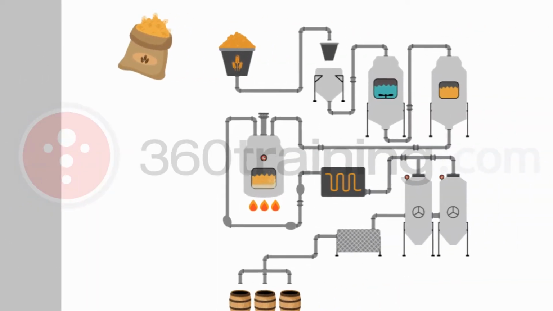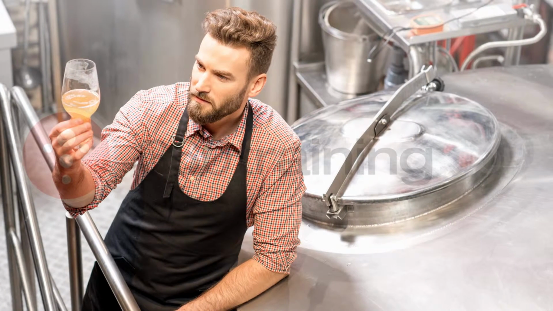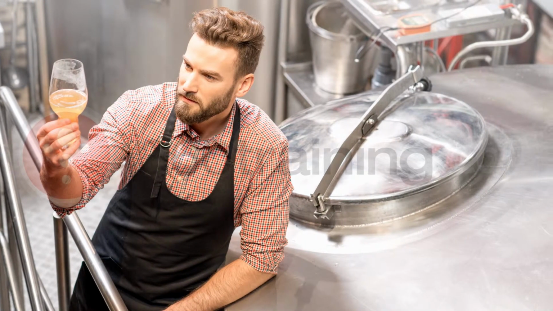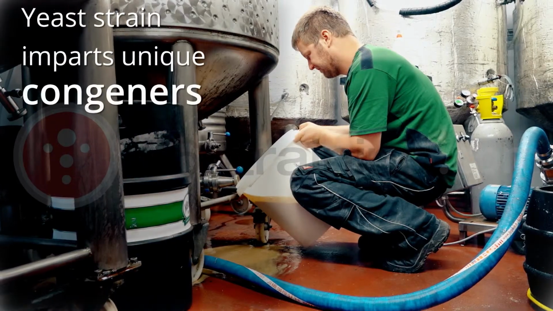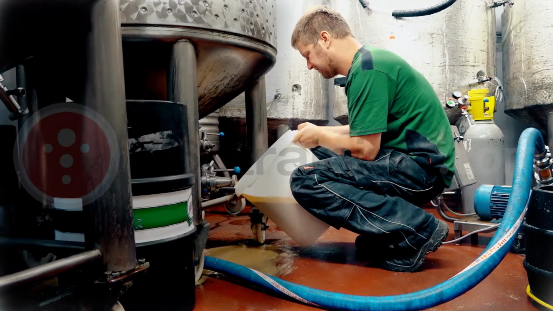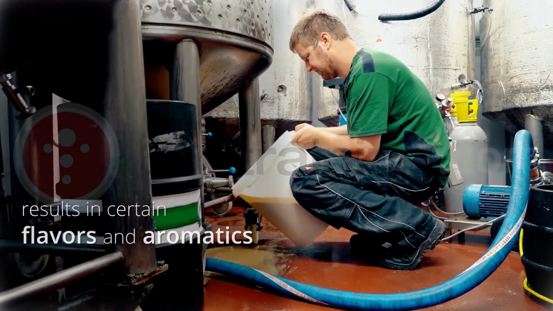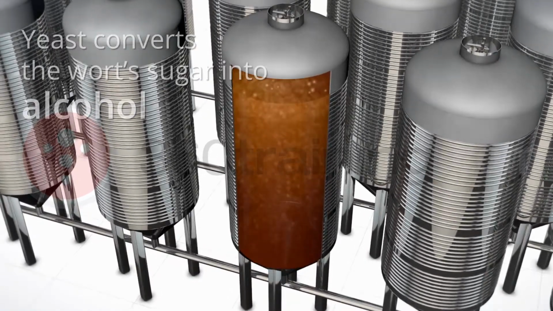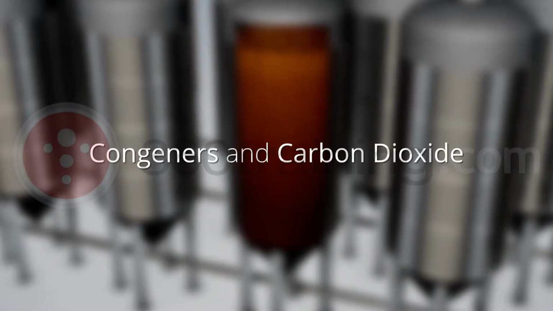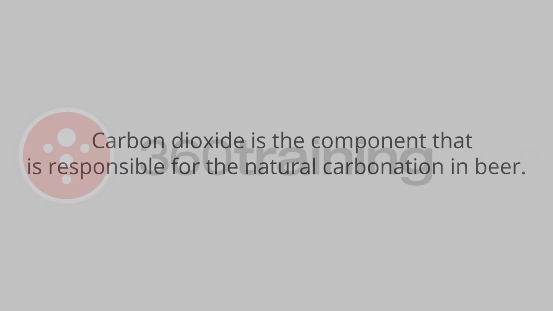Fermentation. The wort is then transferred to a fermentation tank where the yeast is added. Yeast is a single-celled microorganism that exists in many different strains, with no two being exactly the same. Each yeast strain imparts unique congeners, the impurities produced during fermentation that result in certain flavors and aromatics. During fermentation, the yeast converts the wort sugar into alcohol, primarily ethanol, and produces both congeners and carbon dioxide. Carbon dioxide is the component that is responsible for the natural carbonation in beer.